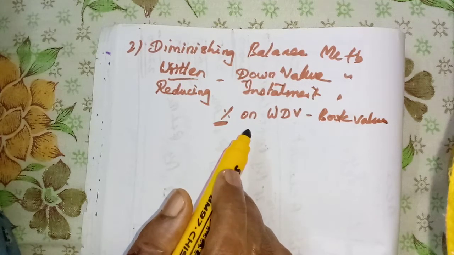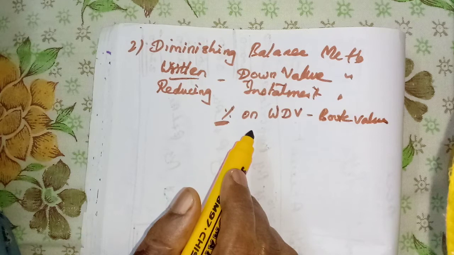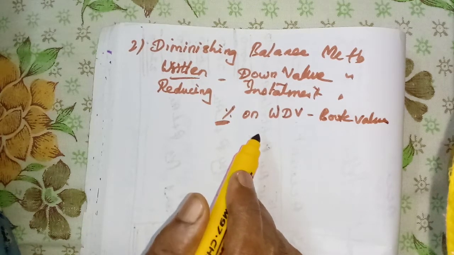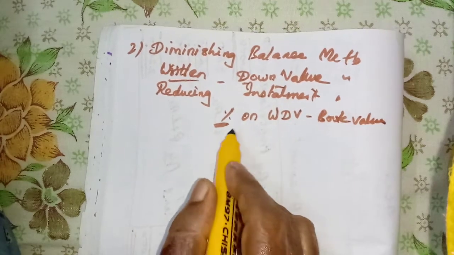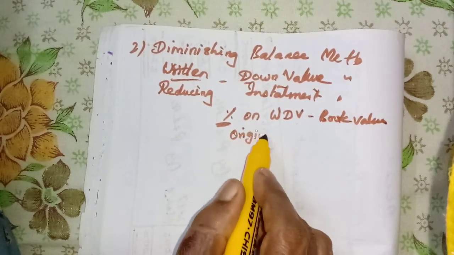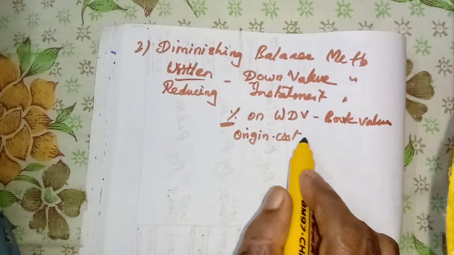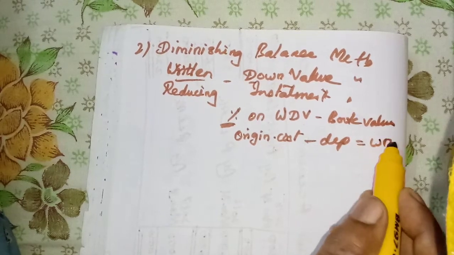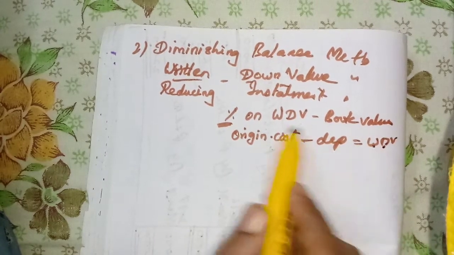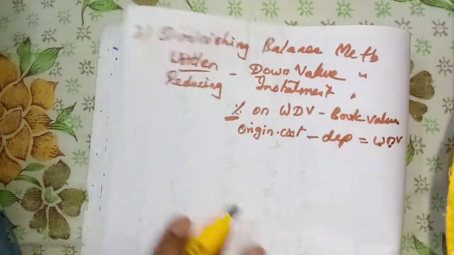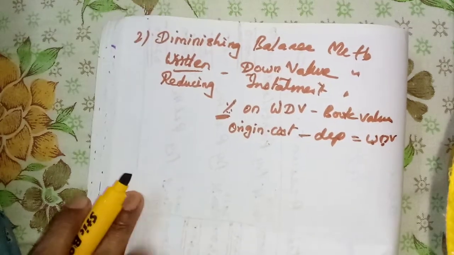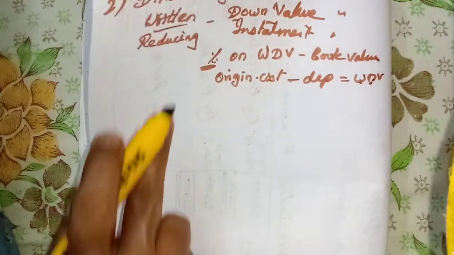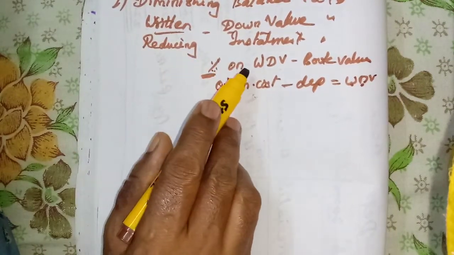What is the original cost? The written down value here means original cost minus the previous year depreciation. We will get the written down value. On this value, we need to calculate the percentage for the next year. That is the method. That's the difference between the fixed installment method and reducing installment method.